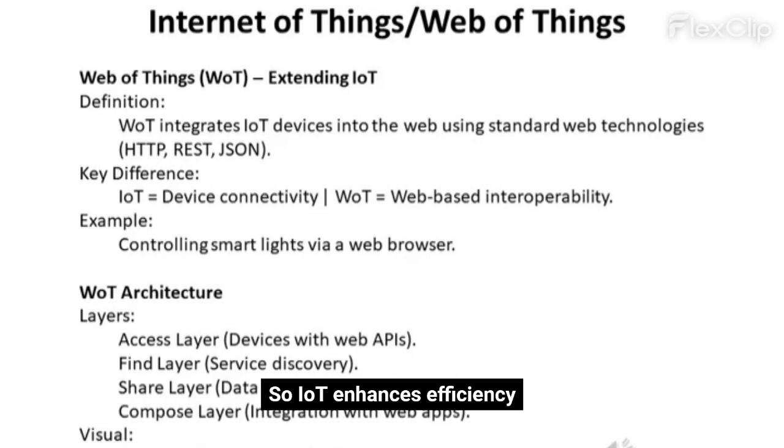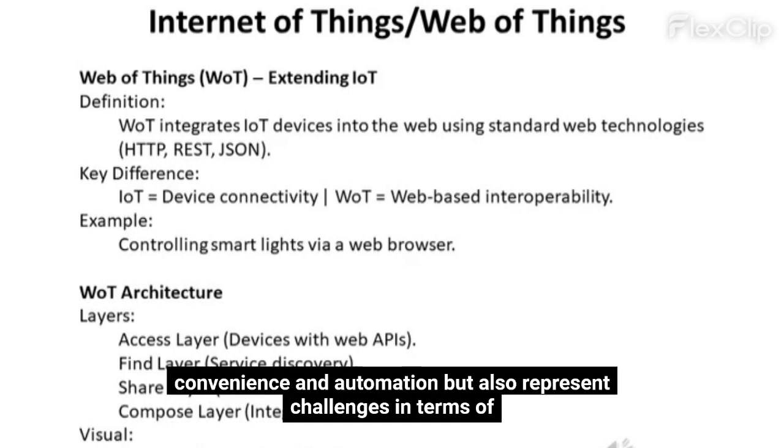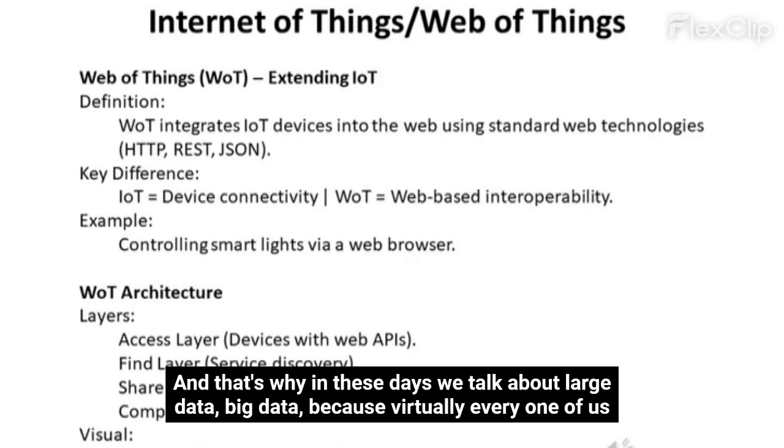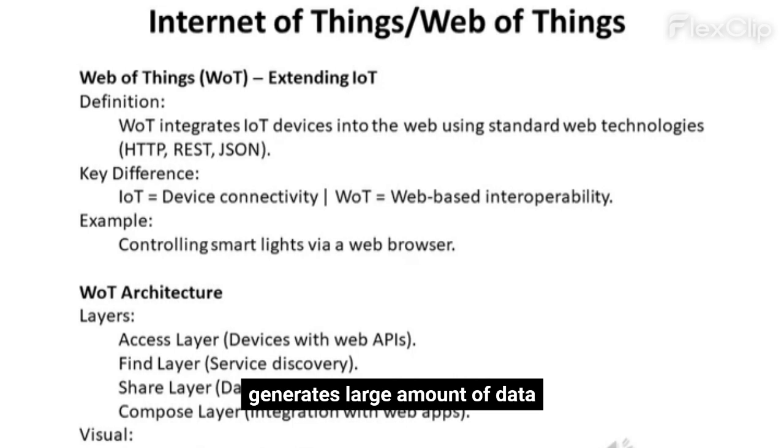So IoT enhances efficiency, convenience, and automation, but also presents challenges in terms of security, interoperability, and data privacy, as billions of devices generate large volumes of sensitive data. And that's why these days we talk about big data, because virtually every one of us generates a large amount of data.